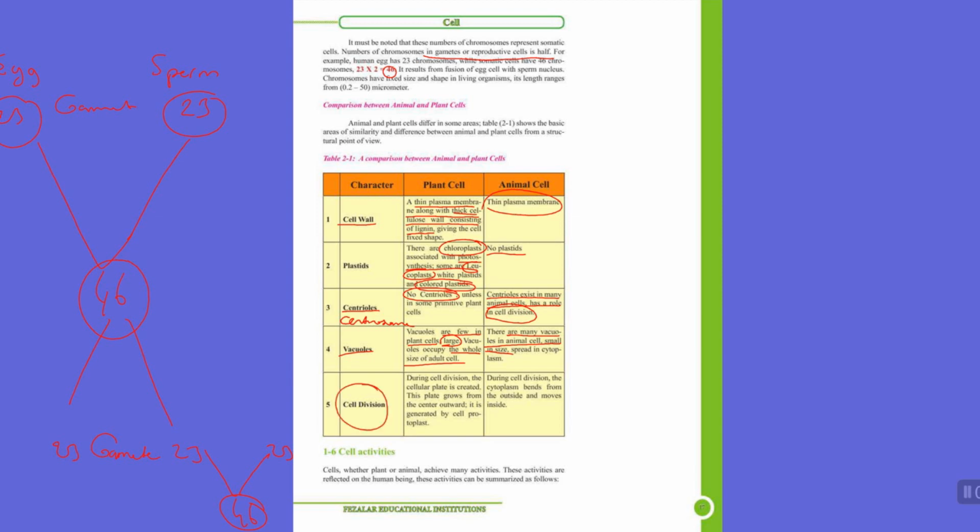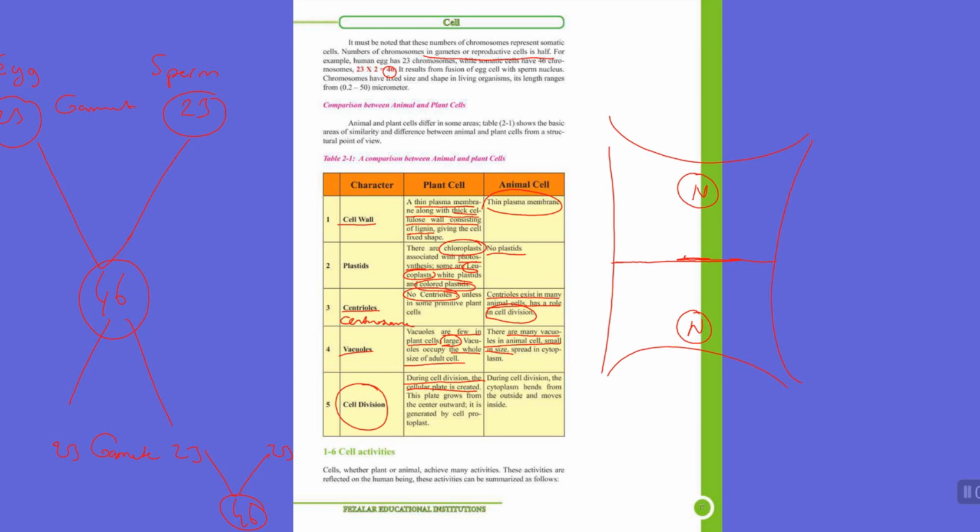Cell division: we will study this in detail at the end of the chapter, but simply, during cell division the cell plate is created in plant cells. When we studied the cell wall, you may remember we said that first in cell division the nucleus divides, and after division of the nucleus is completed, division of the cytoplasm starts. In a plant cell it starts from the center of the cytoplasm outward until it reaches the cell wall and divides the cell into two.